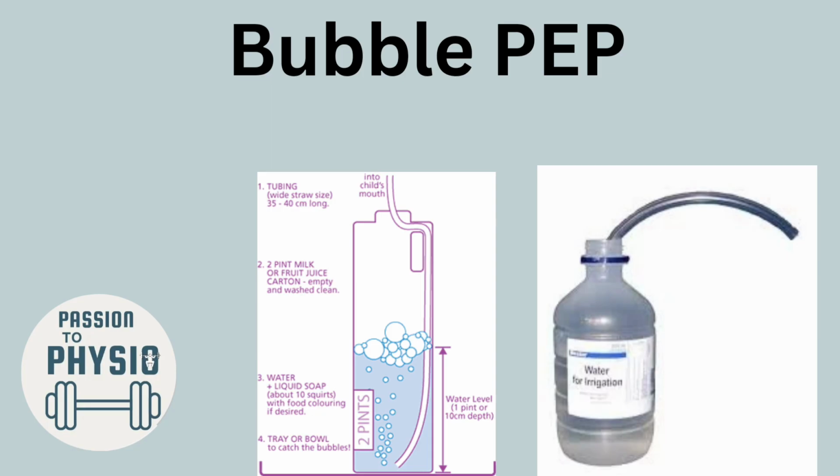Bubble PEP is a method of providing PEP with some oscillations. A container is filled with water to the level of desired pressure, for example 10 centimeters of water. Suction tubing is cut to place into the container as the straw. The child then blows into the straw and creates bubbles. The water provides the positive expiratory pressure and the bubbles provide the oscillations.